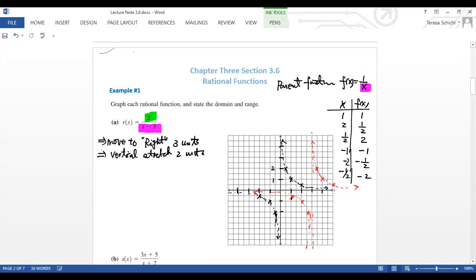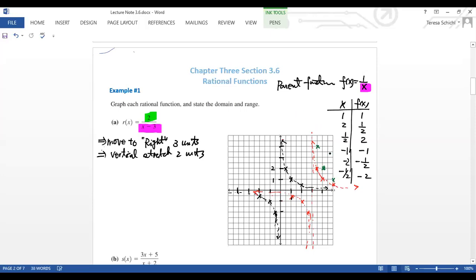How many? 2 units, right? Okay, so now that's all I need. This one used to be 1, you times 2. So 1 times 2 is 2, right? So I go up to here. Then this one is 2, you times 2 is 4. So here, I go up here. Then this is 1/2, you times 2. 1/2 times 2 will be 1, so you go here, right?